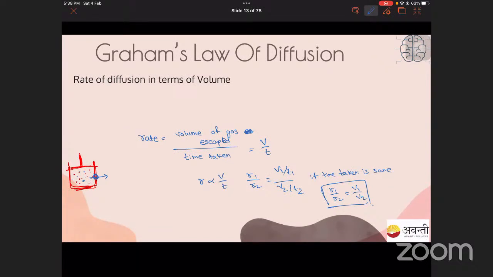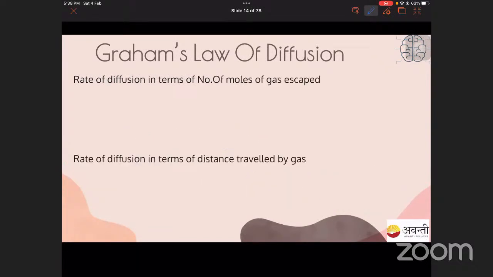I hope you're clear. And if you move to the next topic, that is rate of diffusion in terms of number of moles of gas escaped. The same thing, if you keep the time constant and see how many moles of gas are being escaped for that specific time for two gases.